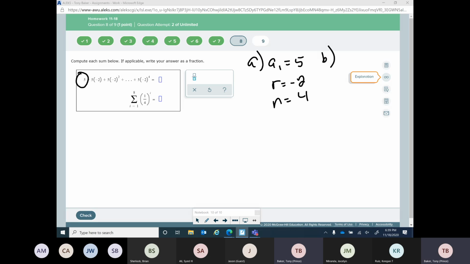B, in this case, my A1 is going to be 1/4. My ratio is also going to be 1/4. And my number of terms is 8.